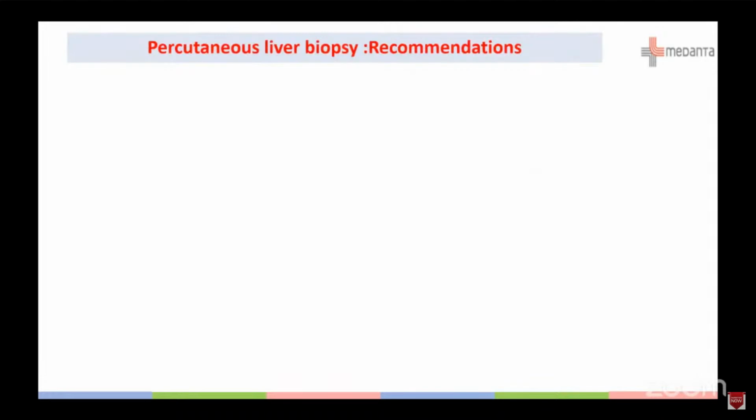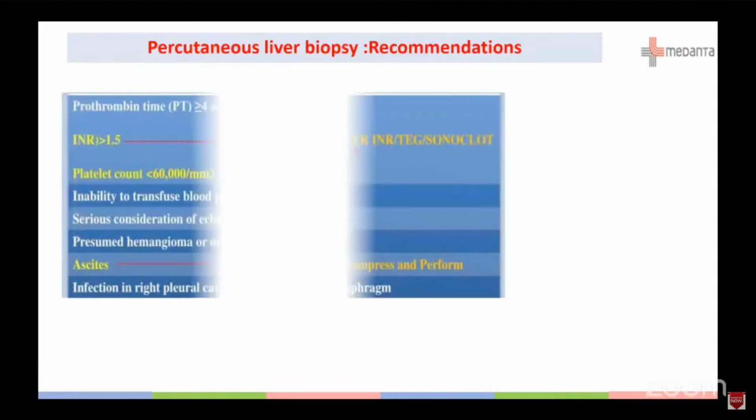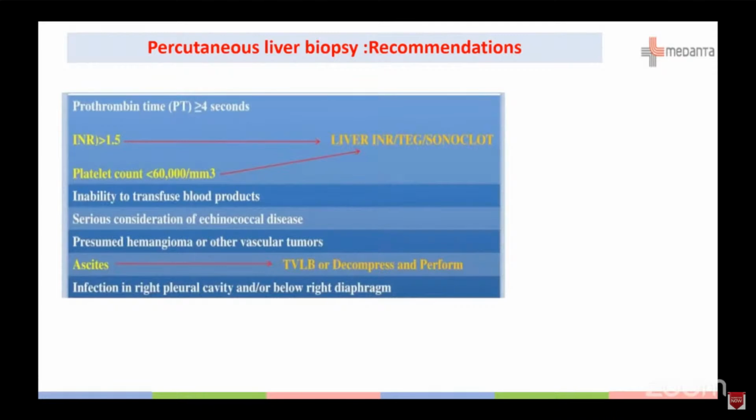There are a few important recommendations for the percutaneous liver biopsy. Before performing a liver biopsy, we need to check the INR and platelet counts of the child. If the INR is greater than 1.5 or the platelet count is less than 60,000, then we need to do a sonoclot or TEG. Then we need to decide on transfusions and correcting this coagulopathy before performing a liver biopsy, because there is always a chance of a bleed if we are doing a liver biopsy in the state of coagulopathy.